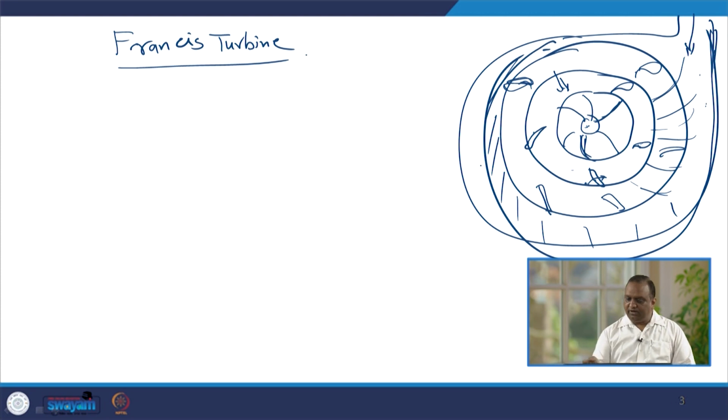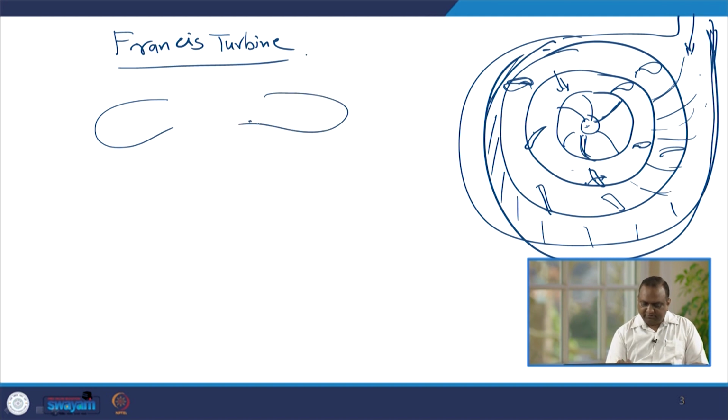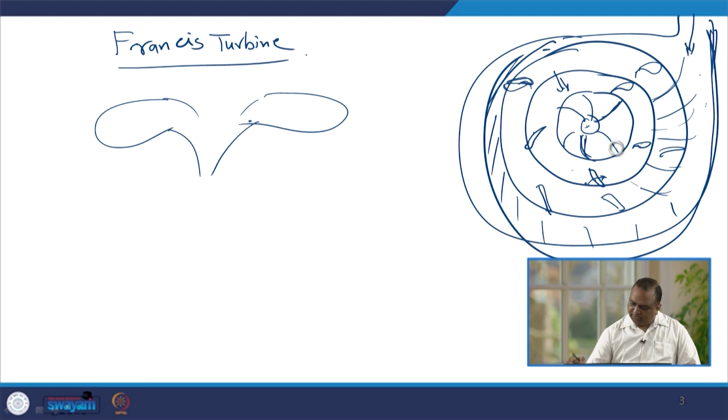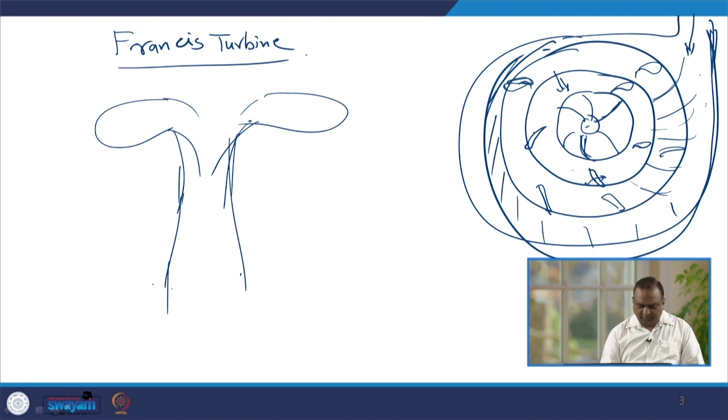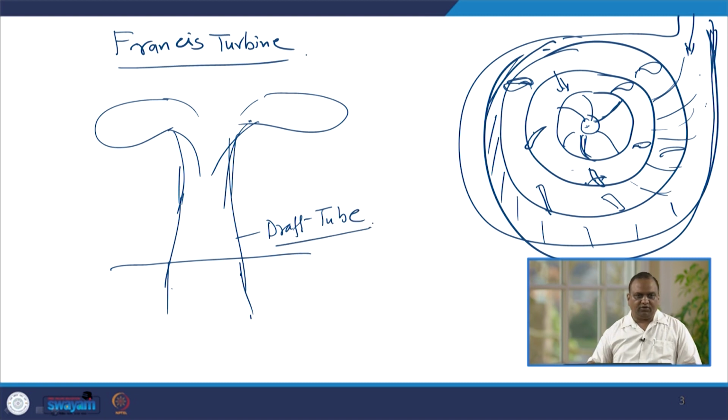If we look from a different angle, the turbine will look like this. This is the volute casing, and after entering and moving over the blades, the fluid will leave the turbine in radial direction. It is going to be like this, and below that normally a draft tube is provided. This is the draft tube. The function of the draft tube we will discuss later on.